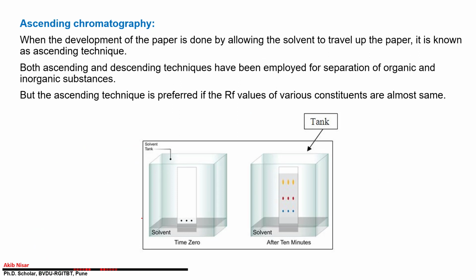Ascending chromatography: when the development of the paper is done by allowing the solvent to travel up the paper, it is known as ascending chromatography. That means whatever chromatography we have studied right now in paper chromatography techniques, whatever the figure I have shown you right now relates to the ascending technique of paper chromatography, that's all. Both ascending and descending techniques have been employed for separation of organic and inorganic substances, but the ascending technique is preferred if the RF values of various constituents are almost the same.